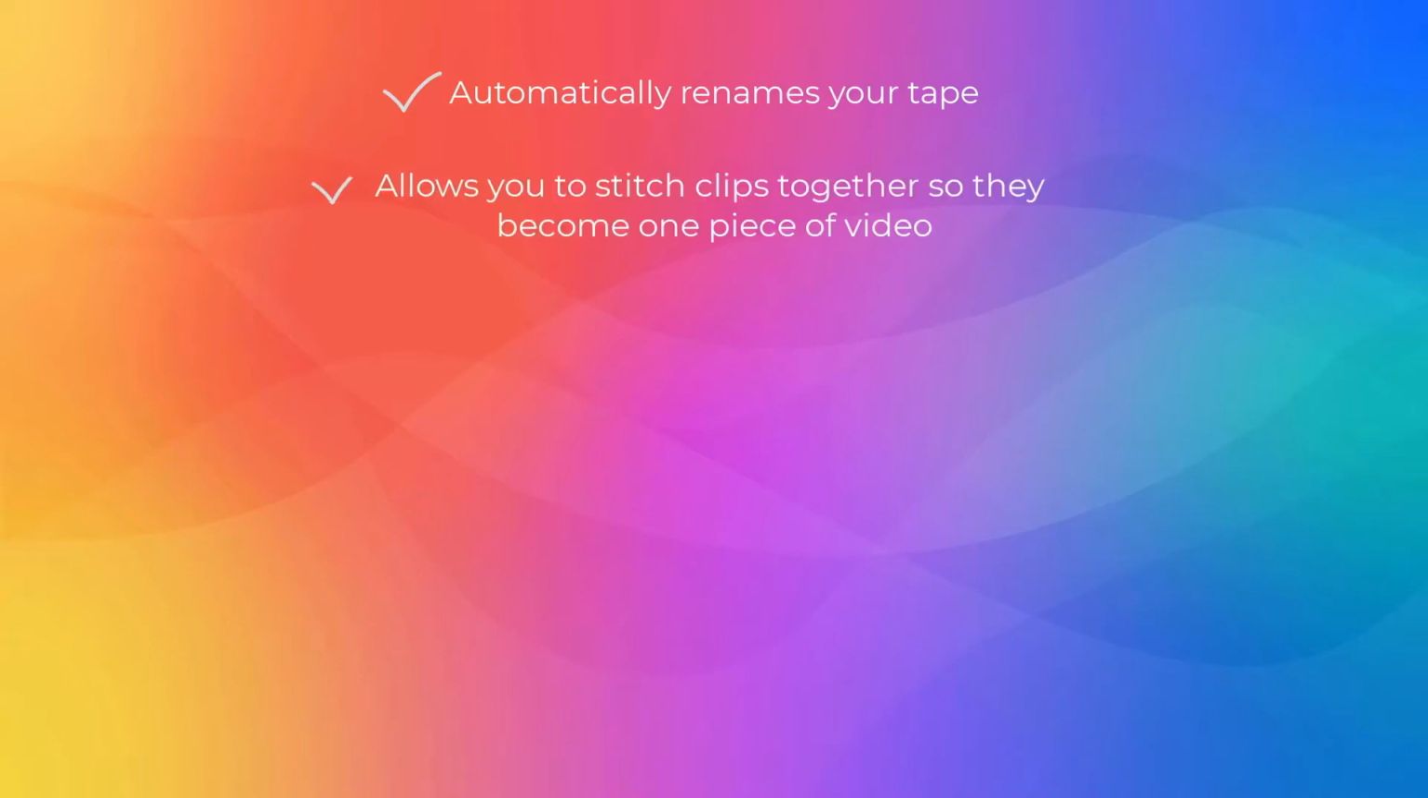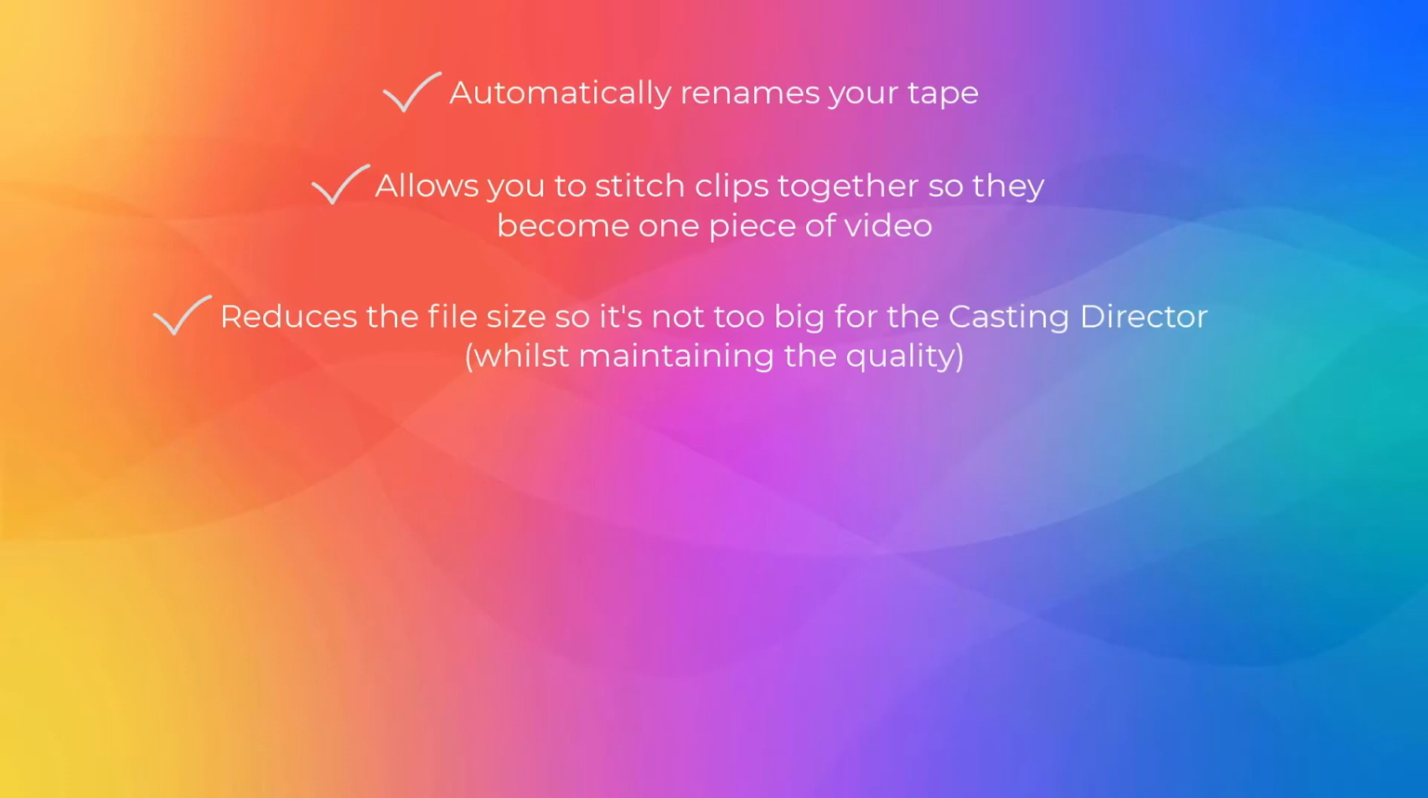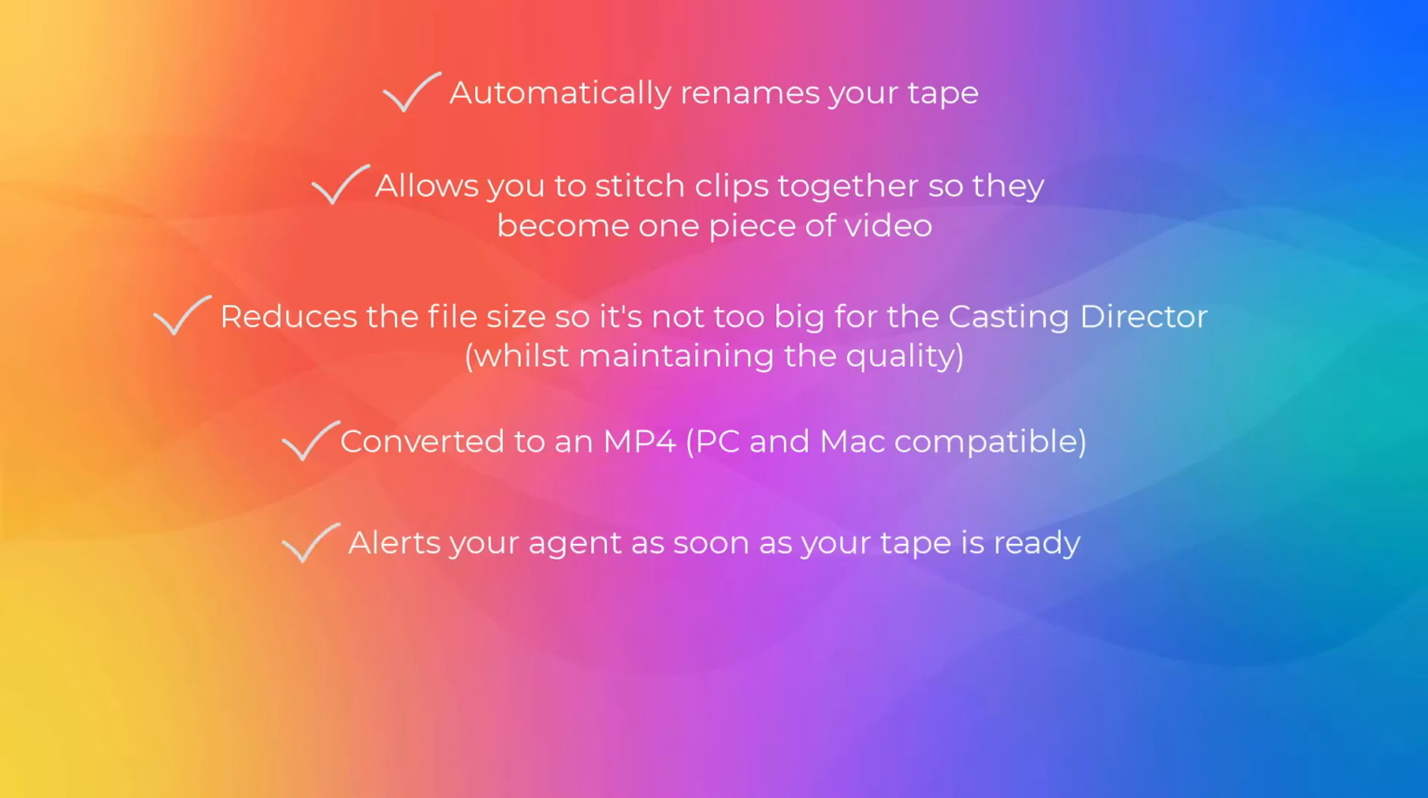You can also stitch files together that you're uploading so that they become one piece of video. The file size is reduced so it's not too big for the casting director without affecting the audio or visual quality, and the tape is converted to MP4 so that it's compatible for all Mac and PC users. And finally, as soon as your tape is ready, your agent is automatically alerted.